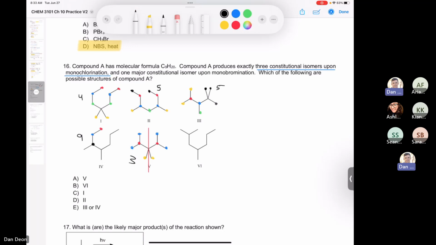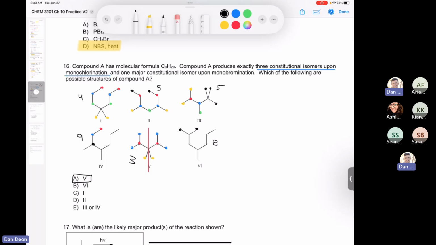And you can see that there's no symmetry in number 6. And so 6 has a total of, you've got these. So you've got 1, 2, 3, 4, 5, 6, 7, 8. You've got 8 different places you can chlorinate here. And so the answer is number 5.